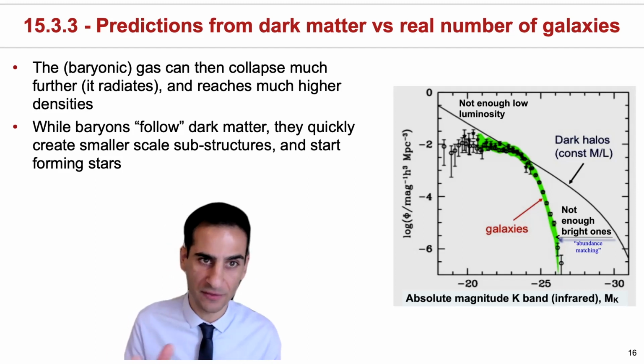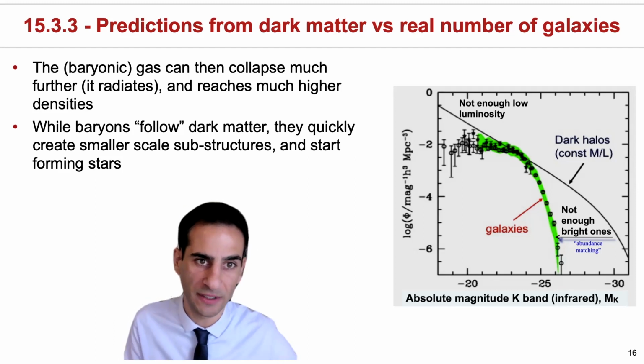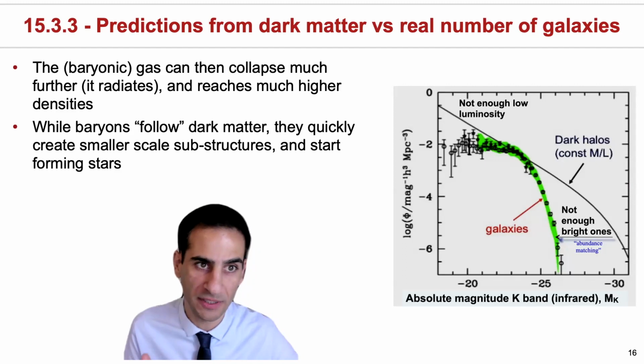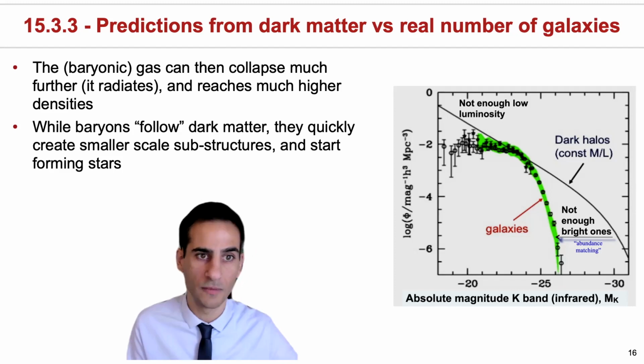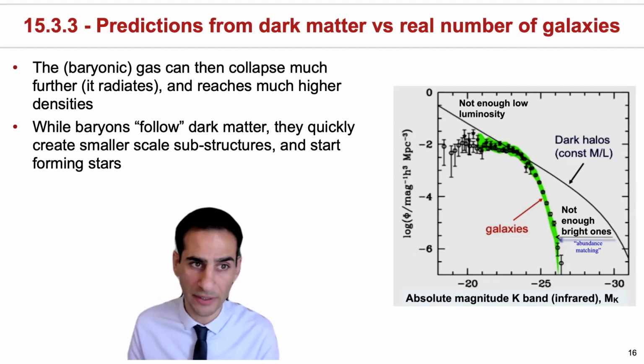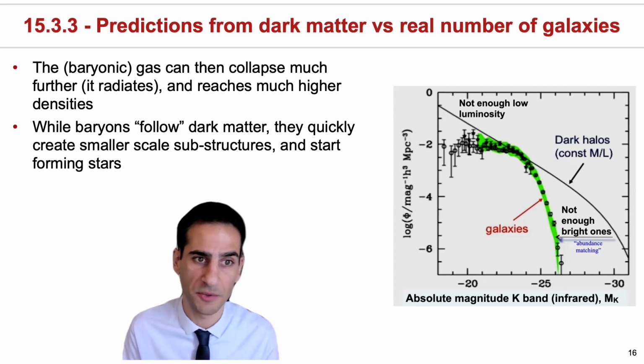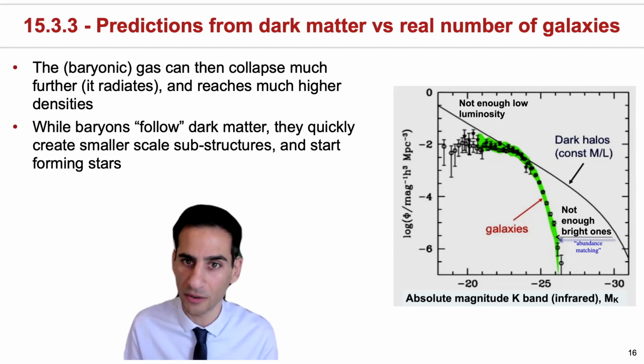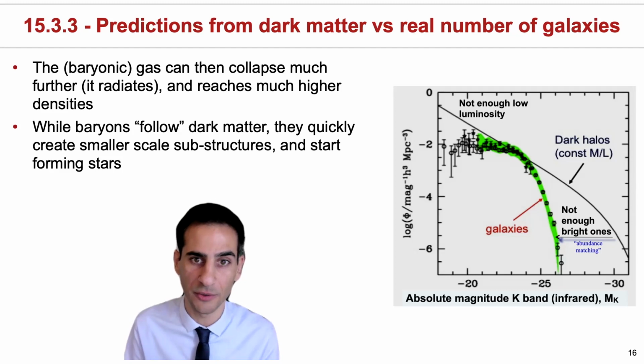And given the physics of dark matter and baryons, we do expect them to behave very differently. For example, baryonic gas will be able to collapse much further because it radiates, and we will reach much higher densities. And while baryons follow dark matter, they will very quickly create smaller scale substructures, and they will start forming stars, while dark matter, even though it is cold dark matter, is not cold enough to ever form stars made of dark matter.